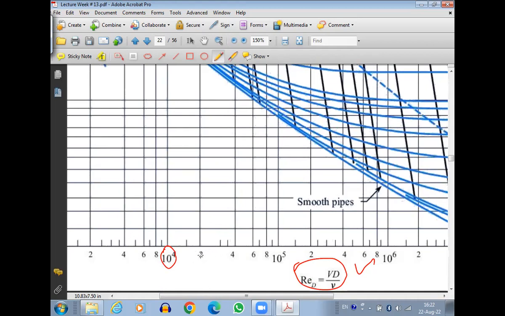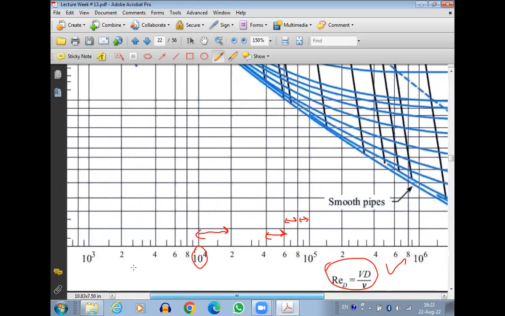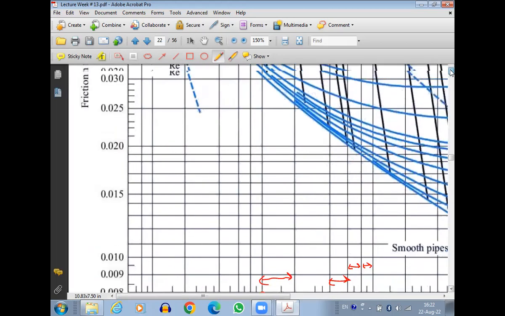Even if you look here, between 1 and 2, the difference is this much. Between 4 and 6, the difference is smaller. Between 6 and 8, the difference is much smaller. 8 to 10, the difference is even smaller, because this is a log figure. So you need to know how to read a log diagram rather than a linear diagram. Here the Reynolds number is mentioned in log form, and the friction factor is also mentioned in log form.